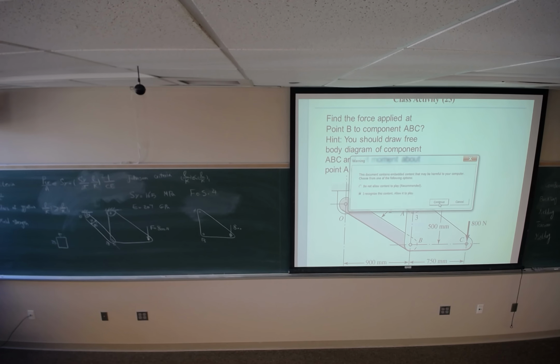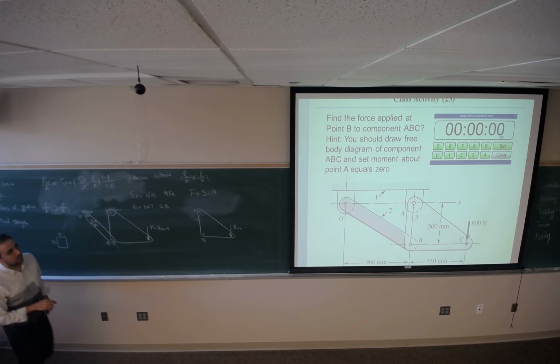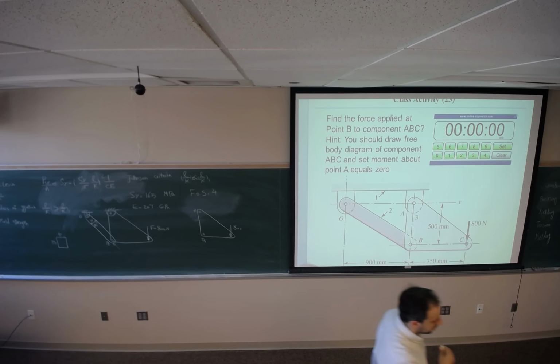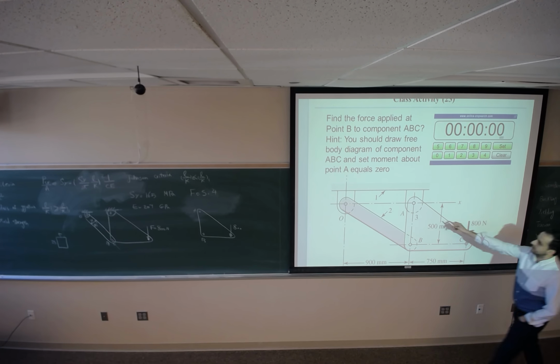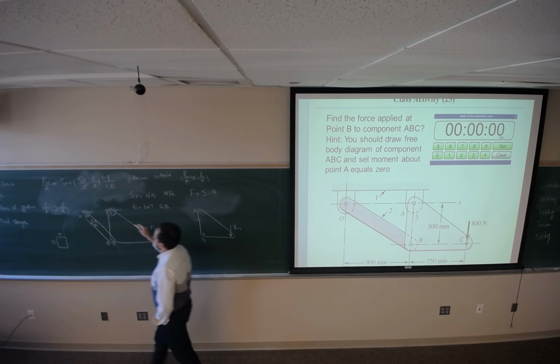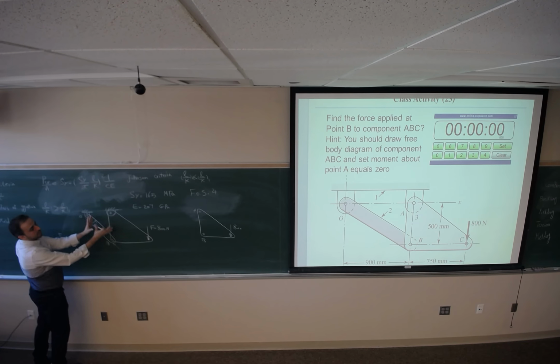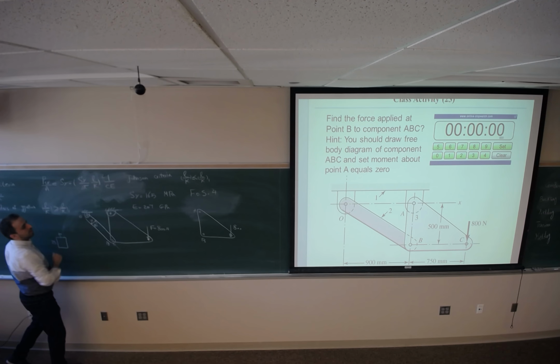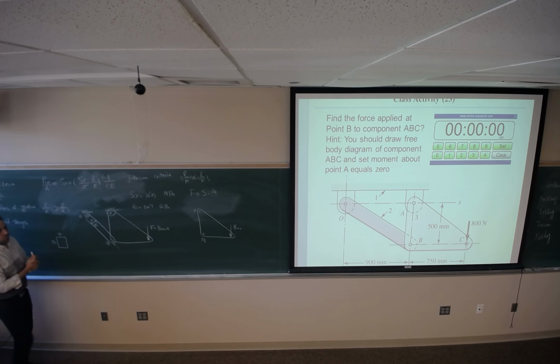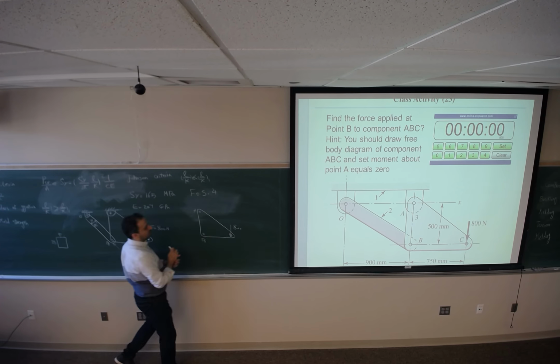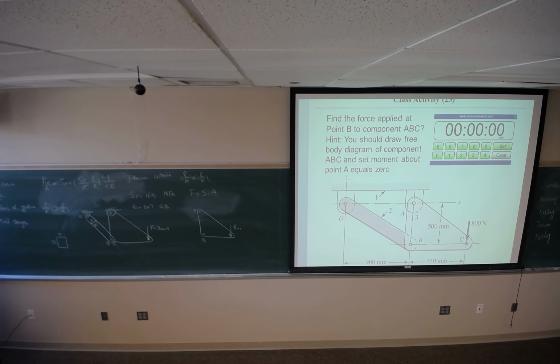I made a hint just for the free body diagram. You need to set the moments about point A equal to 0, because this mechanism is not moving, it's not rotating, so the moment applied to point A should be equal to 0. By setting that, you can find force FP. Is that clear?